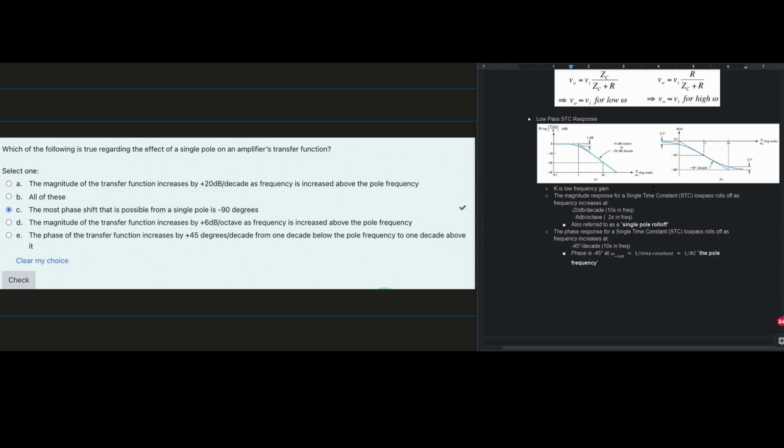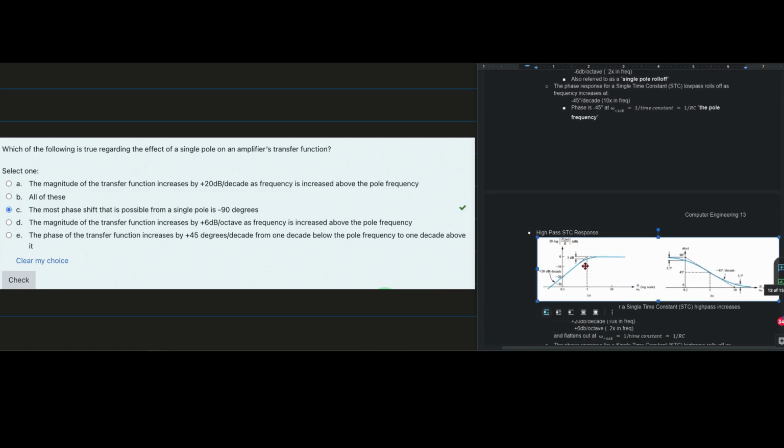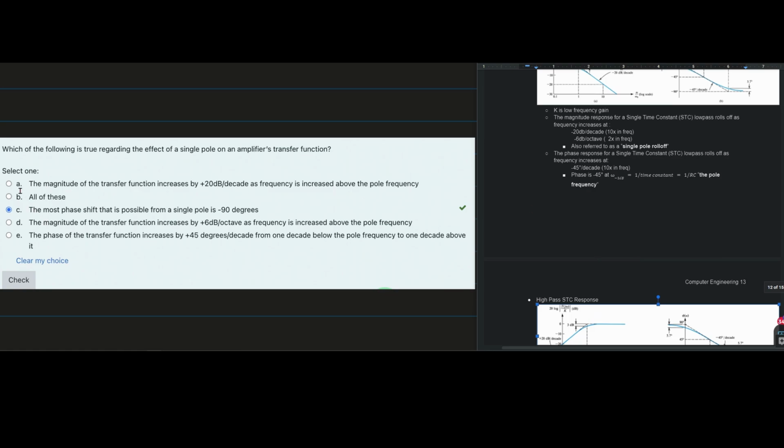For this problem, we have: which of the following is true regarding the effect of a single pole on an amplifier's transfer function? Now, when we look at this, for the amplifier's transfer function, we have low pass response, and we have high pass response. The first option is that the magnitude of the transfer function increases by plus 20 decibels per decade as frequency is increased above the pole frequency.